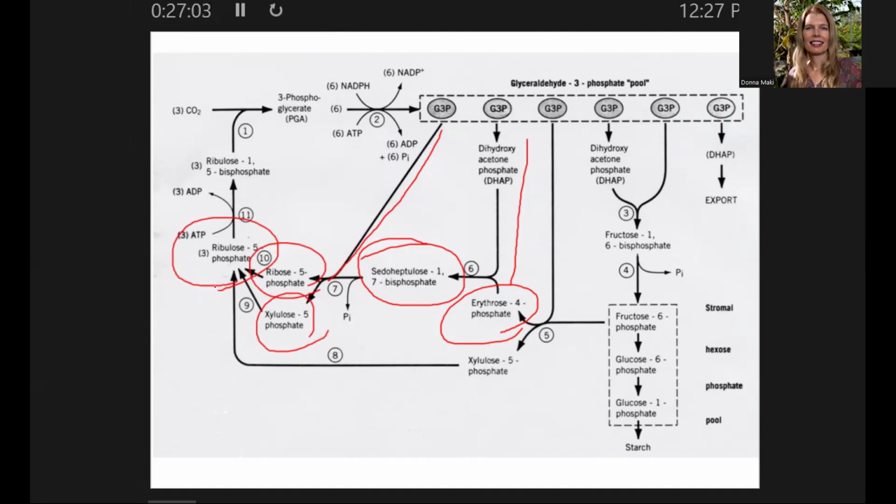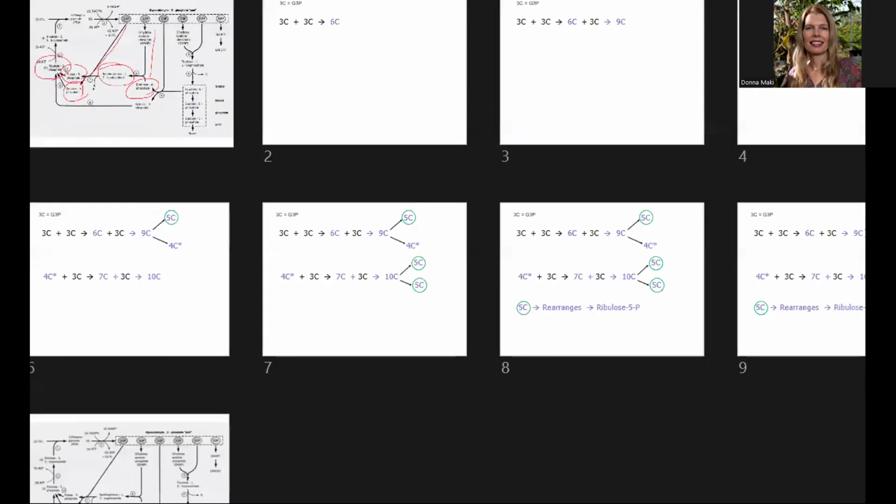And then you can see at this very last stage, you've got to put in ATP because ribulose 5-phosphate needs 1 more phosphate in order to become RuBP. Because RuBP has 2 phosphates, all right? So you have to tack on another phosphate to that.